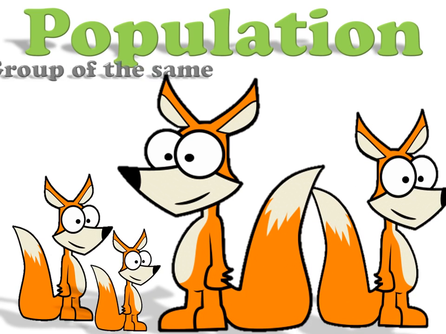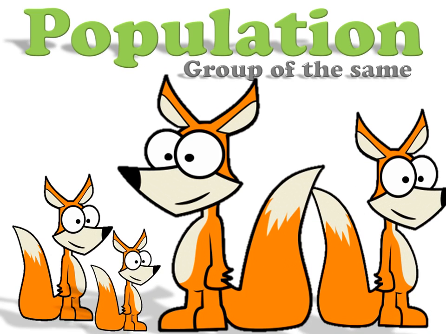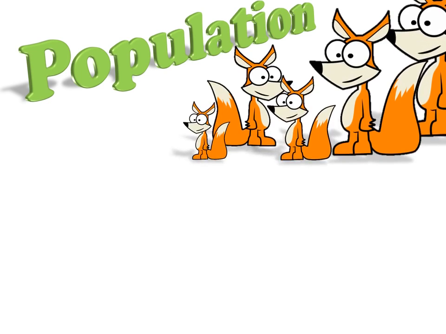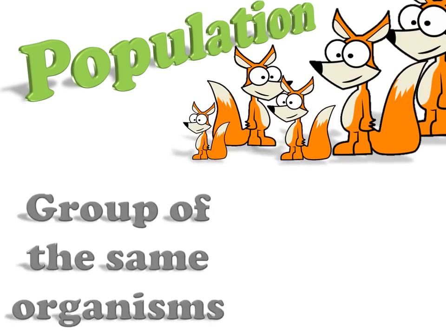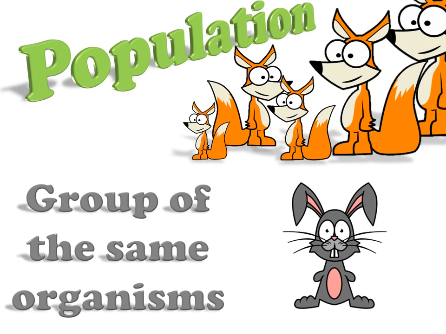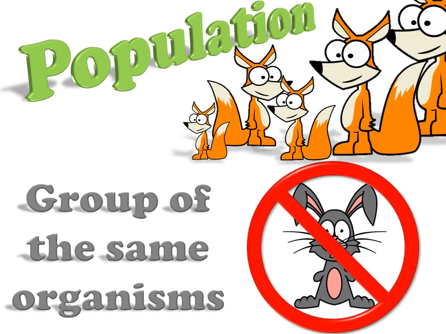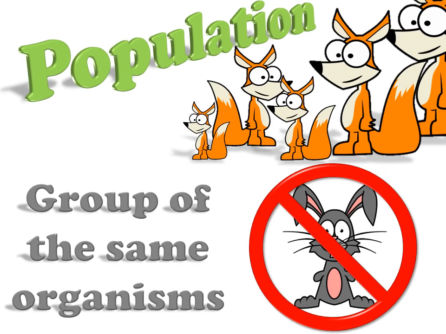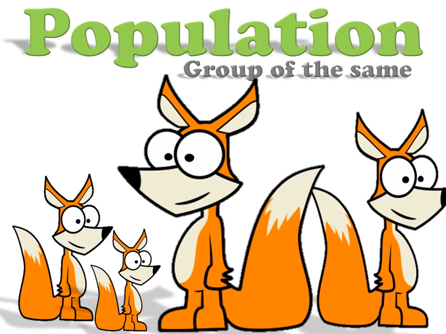I'd have to add more foxes to this picture because a population is a group of the same organisms. So a population would be a group of foxes all living together. But would one single rabbit be a population? No, a rabbit by itself is an organism. A group of rabbits would be a population. So to recap, a population is a group of the same organisms living together.